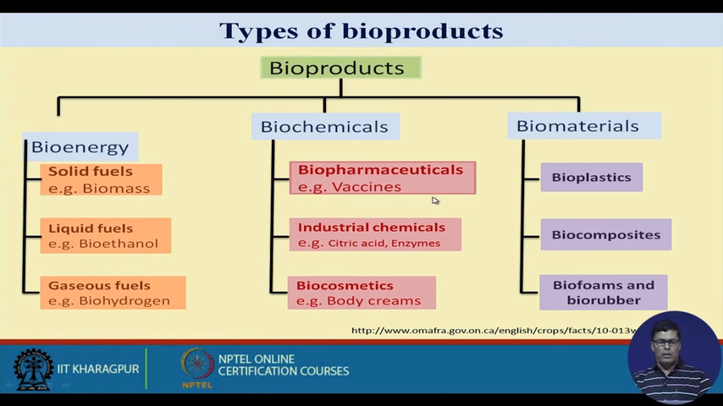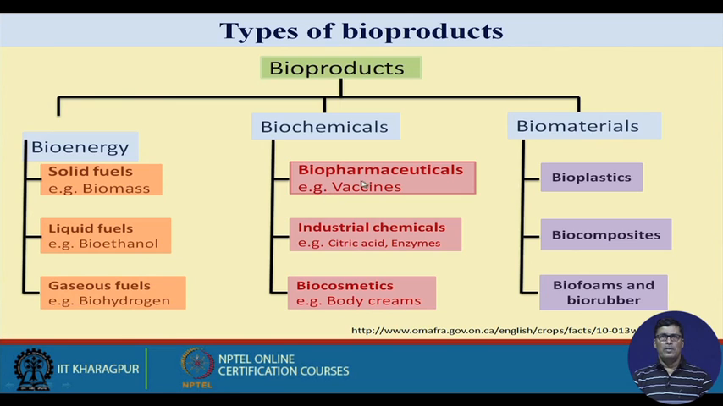Now bioproducts can be divided into three different types. One is called bioenergy, biochemicals, and biomaterials. I told you that in bioenergy, we have three different types. One is called solid fuel, another is the liquid fuel, and the gaseous fuel. In solid fuel, we have the biomass, in the liquid fuel, we have bioethanol, biobutanol, and in gaseous fuel, we have biohydrogen, biomethane. So different types of gases we can produce.